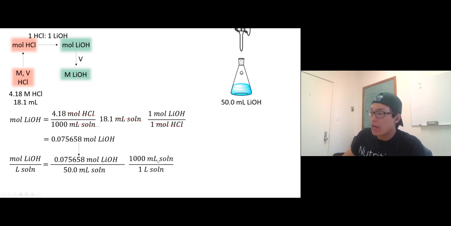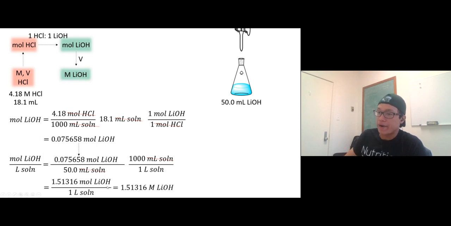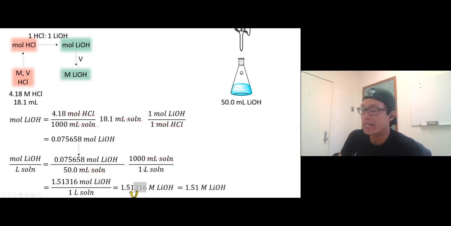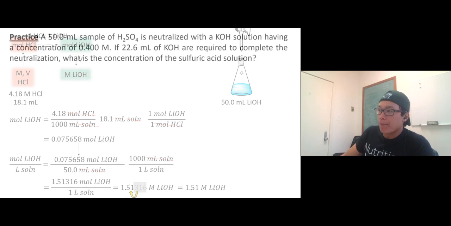So 1,000 milliliters over 1 liter. The milliliters cancel out. Do the math and you should get that number. That's the molarity. Write it down. Here we go: 1.51 molar lithium hydroxide. Okay, all right. One more example.